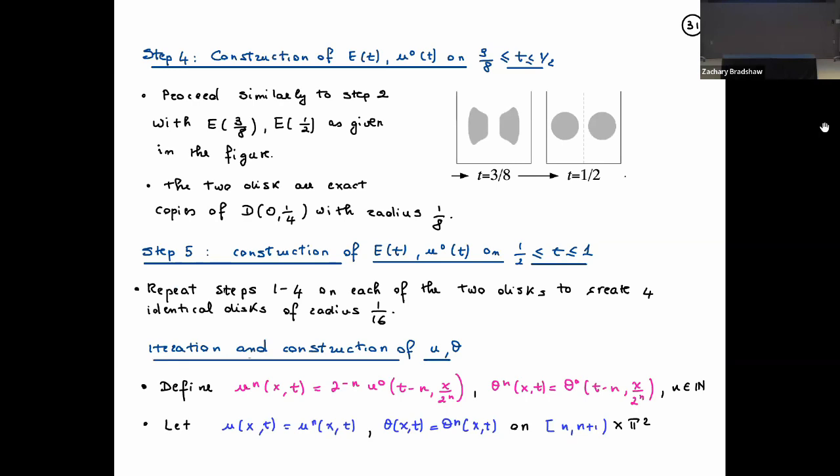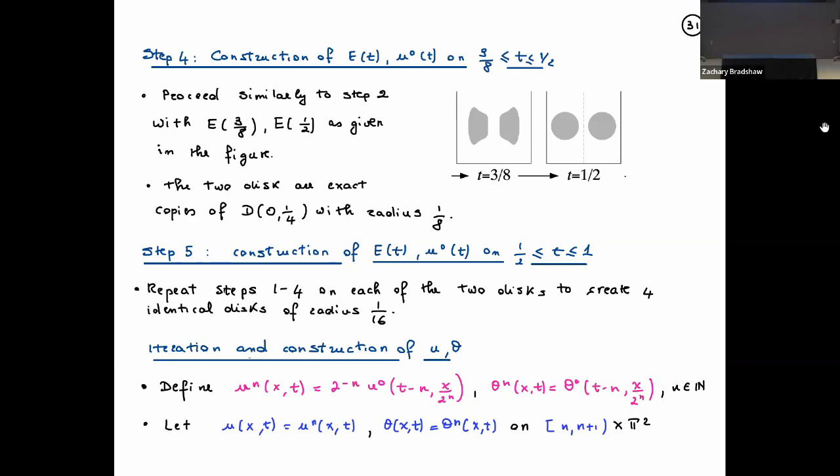So finally, at time t equal 1/2, you have created two exact copies of the initial disk, but with the radius 1/8 instead of 1/4. And then you simply repeat steps 1 through 4 to create at time 1 four copies of the initial disk with radius 1/16. And that completes the initial step of the construction.